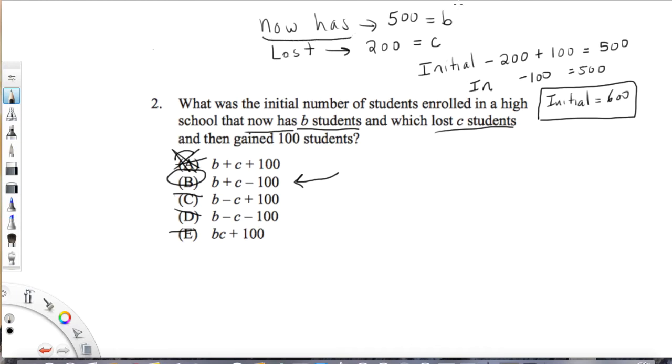They lost C. And then instead of writing a regular math problem, I just wrote the word initial, and then what happened? That equals 500. So the best way to do this is a common sense approach using real numbers instead of variables and taking your time to really understand what the question is saying.